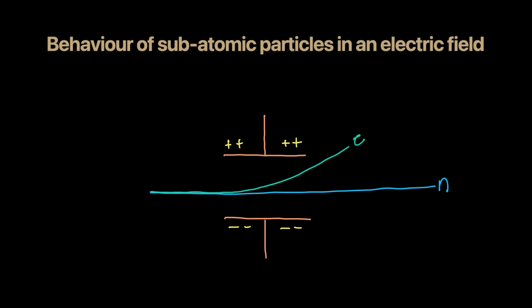So in the same field, this white line will represent the proton, and it might start bending a little bit like that. So a proton will move towards the negative plate, but its bend will be less than that of an electron. The electron will move towards the positive plate, and a neutron will go straight through.